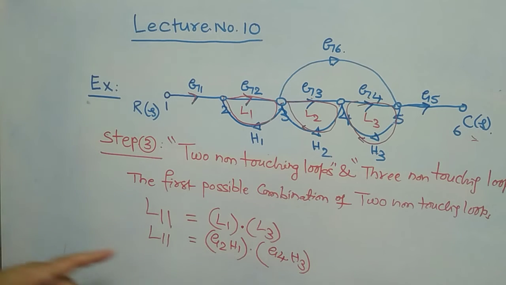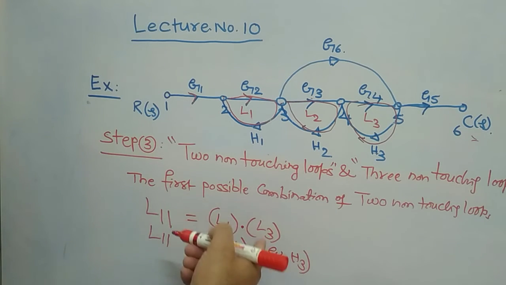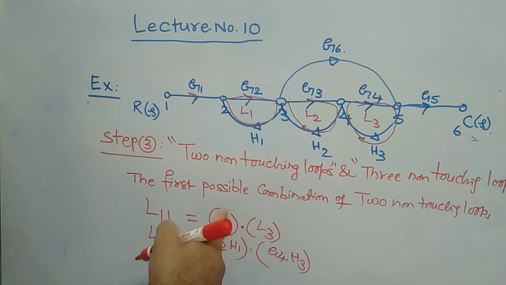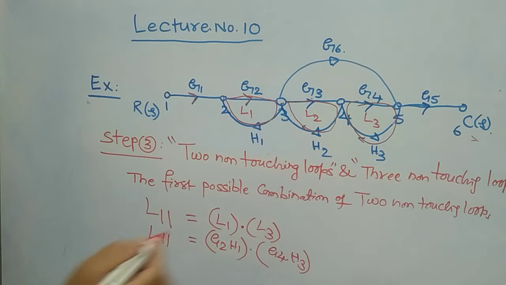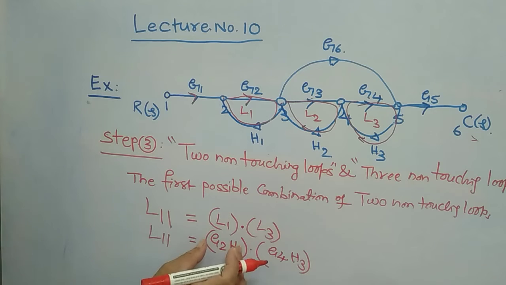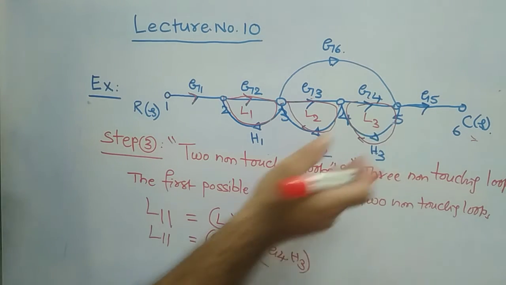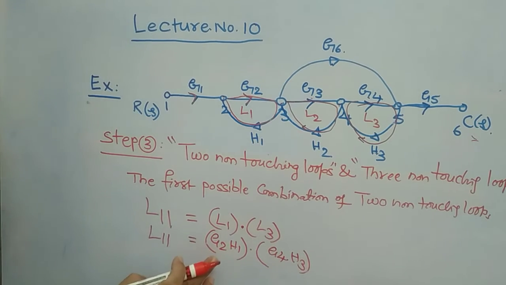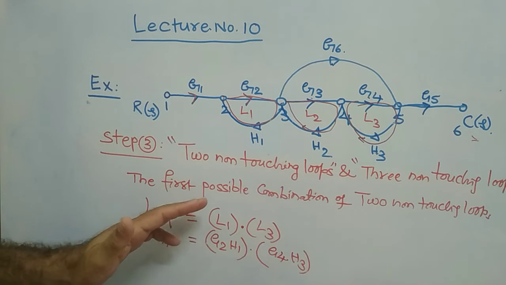That is the first possible combination of 2 non-touching loops. Therefore, for 2 non-touching loops, you have to take the gain product of those 2 non-touching loops. This is the gain of the first loop, this is the gain of the second loop, and the total is G2H1 into G4H3. That is the first possible combination of 2 non-touching loops.